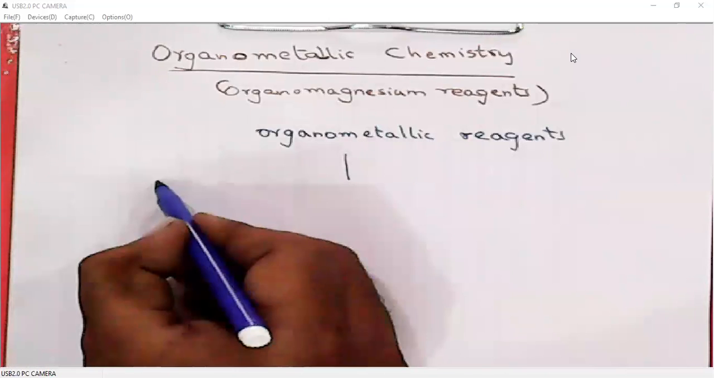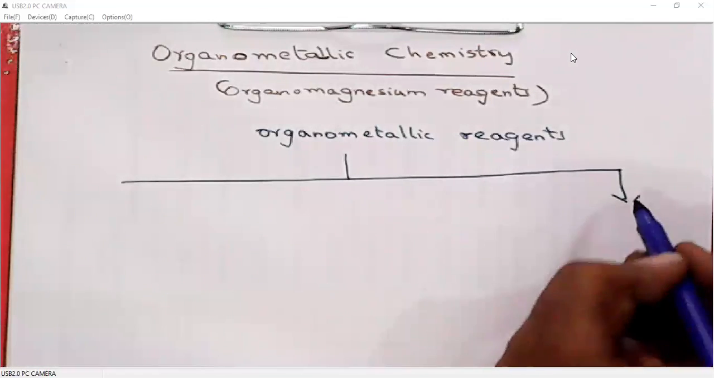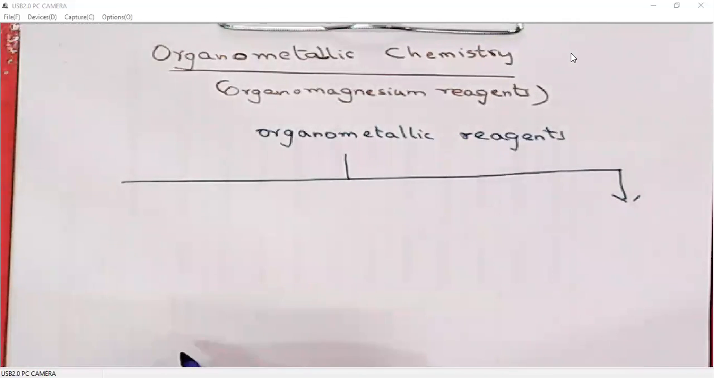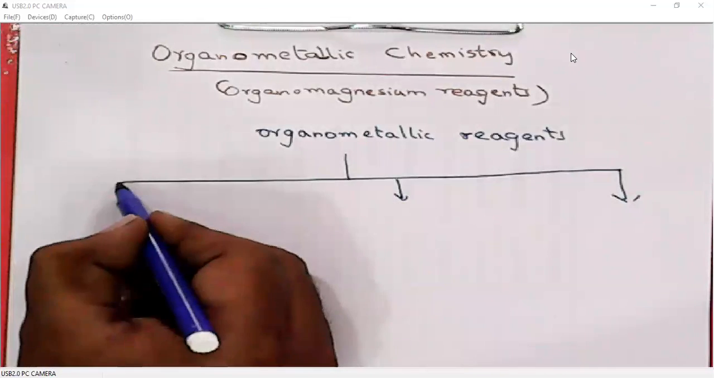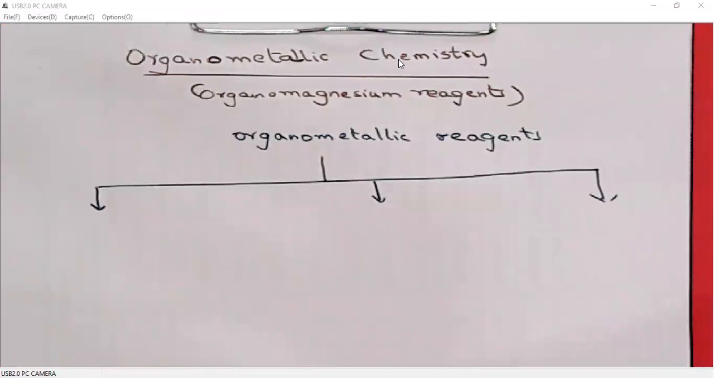Organometallic reagents are basically carbon, metal. In organometallic reagents, there will be an ionic bond between carbon and metals. So that will be utilized for carbon-carbon bond formation reactions.